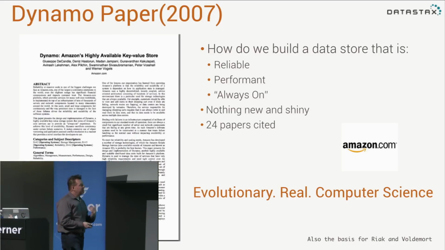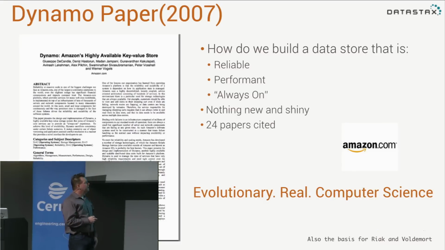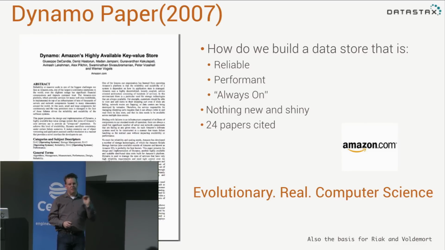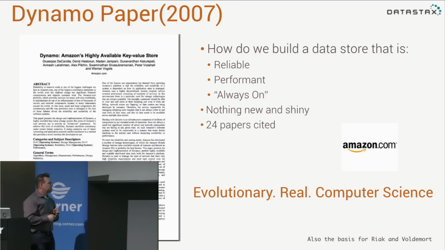The thing I really like about the Dynamo Paper is going to the very back. 24 papers cited on there, going back to the 70s, from companies like IBM and Digital Equipment Corporation and Xerox PARC. There's really cool science in that. So it's not just made up. It wasn't like they went into a room and had a whiteboard session. They actually applied real computer science.